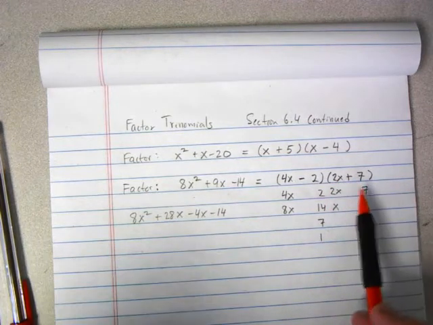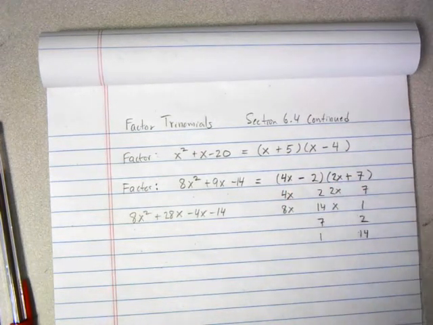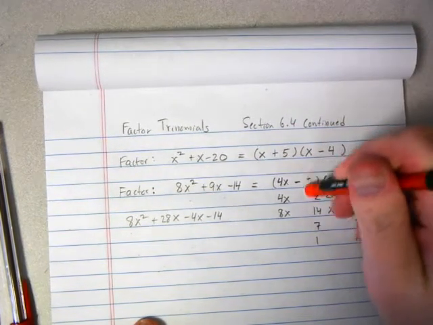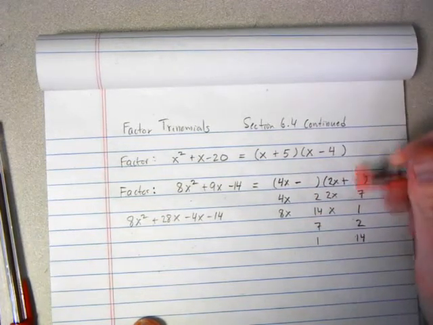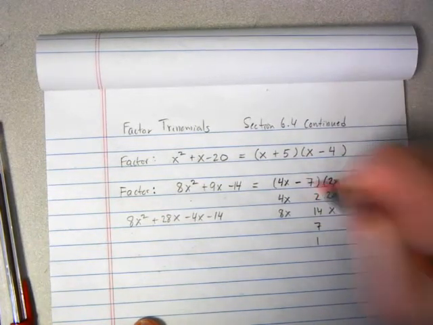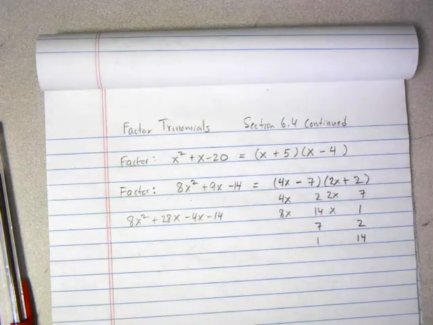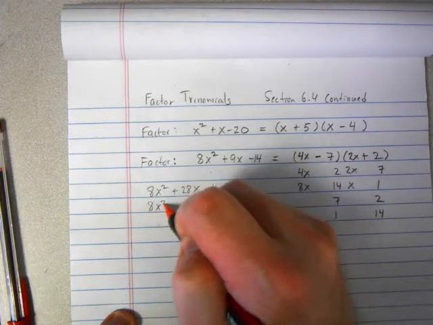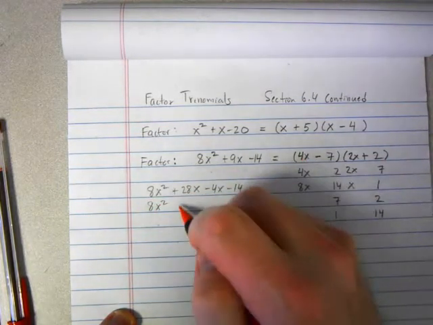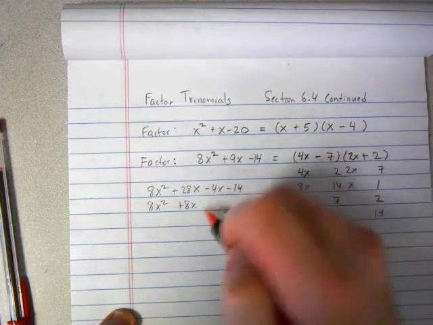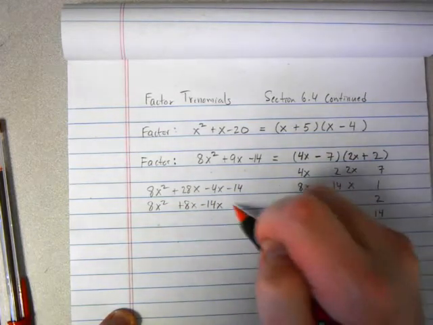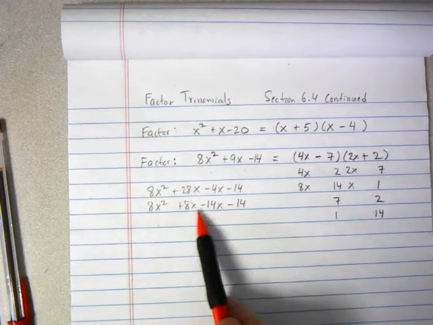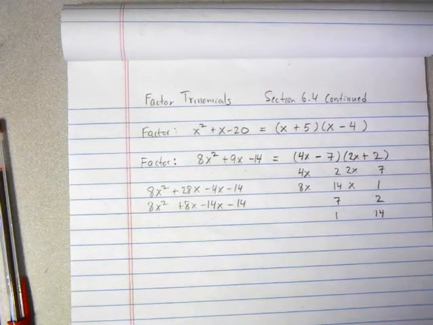But I don't know what's wrong. I don't know if the 4x and the 2x is wrong, or if the 2 and the 7 is wrong, or if I simply have these in the wrong order. What I mean by that is, look what happens when I switch those two numbers. When I do FOIL now, I'm going to get a different answer. Let's see. That's 8x squared plus 8x minus 14x minus 14. And I notice I still don't have the right answer. I've got not 9x in the middle.